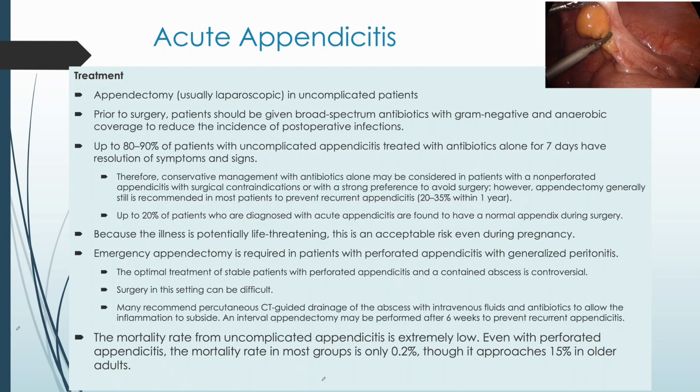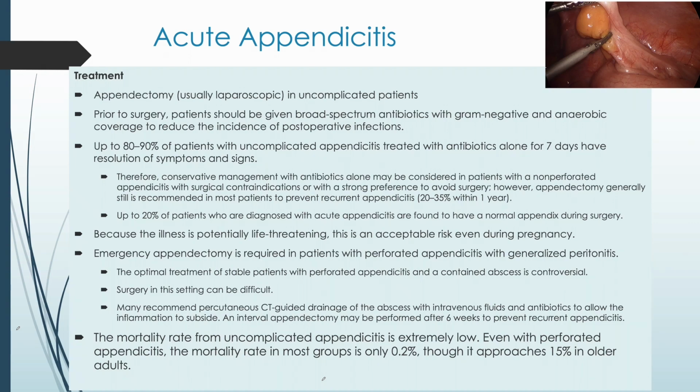Up to 80 to 90% of patients with uncomplicated appendicitis are treated with antibiotics and have resolution of signs and symptoms. So nowadays you can actually not do surgery, although surgery is still the recommended treatment. You can sometimes recommend antibiotics as a conservative management, but the majority of the time, appendectomy is going to be recommended because it tends to recur.